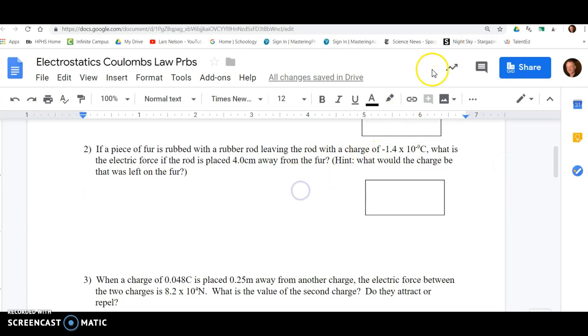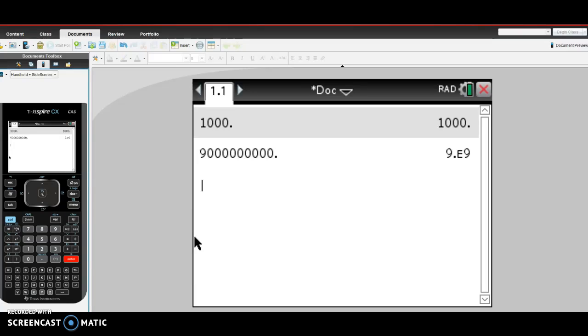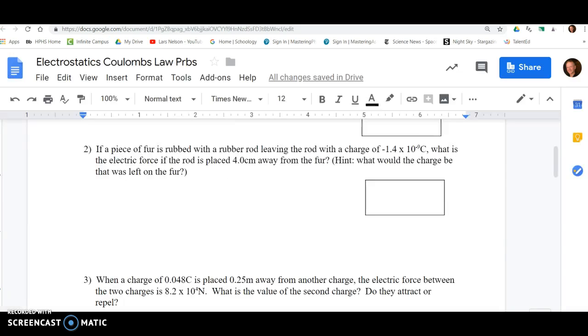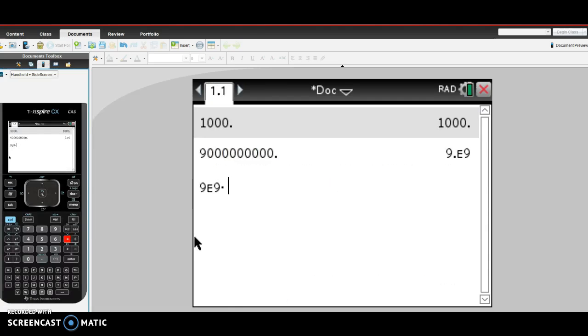So what you would do in your calculator is enter those values. First, Coulomb's law says it's the product of Coulomb's constant K, which is 9E9, times the product of those charges. And in this case, that's negative 1.4.